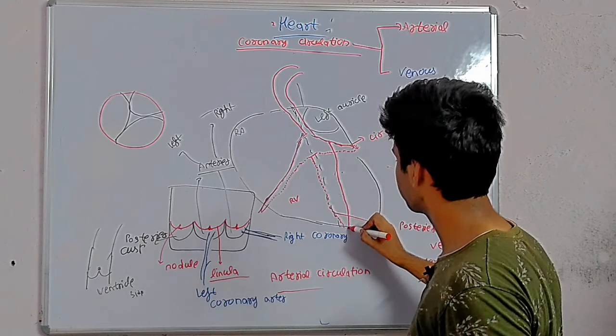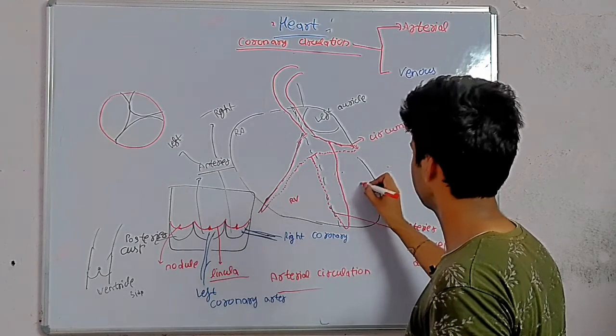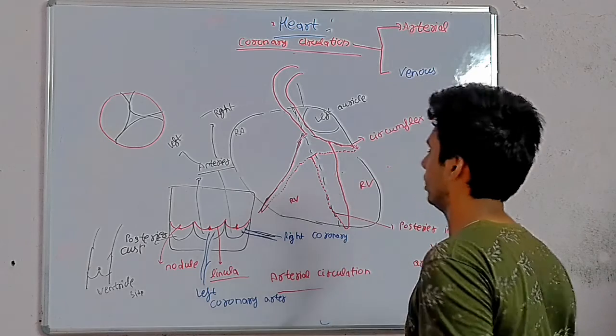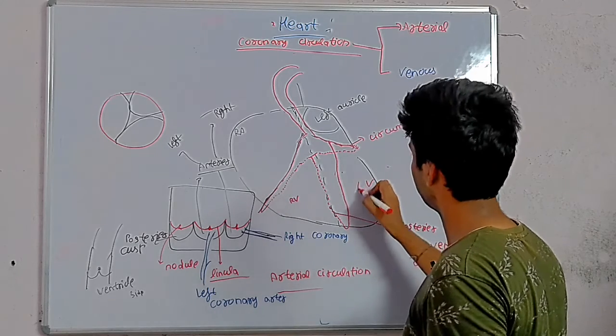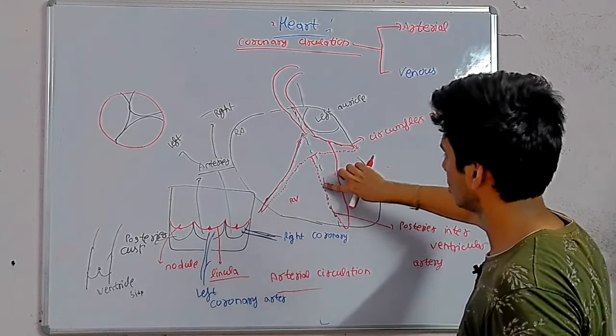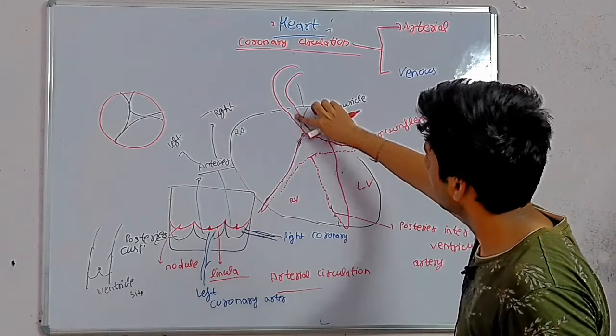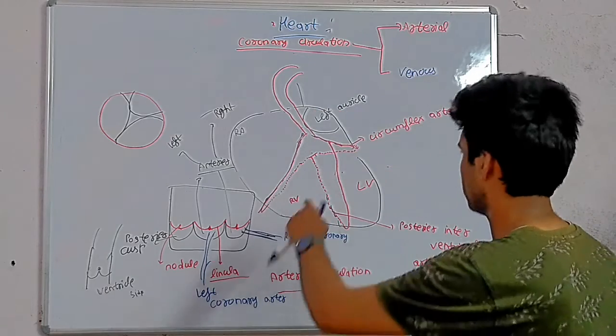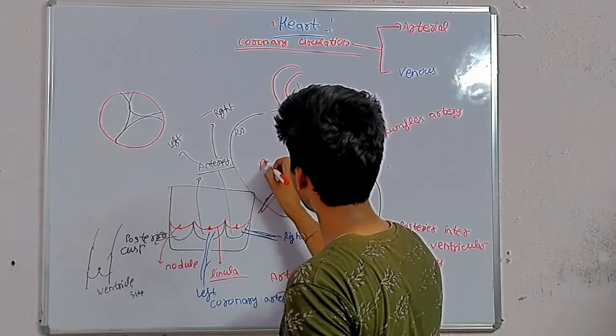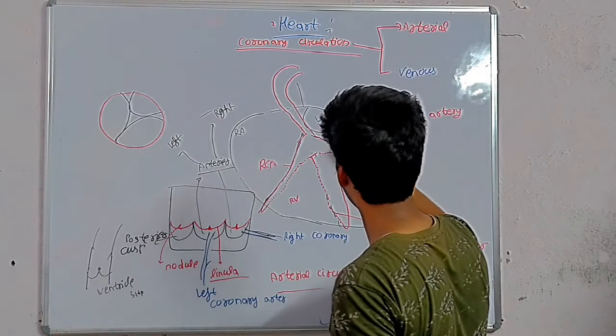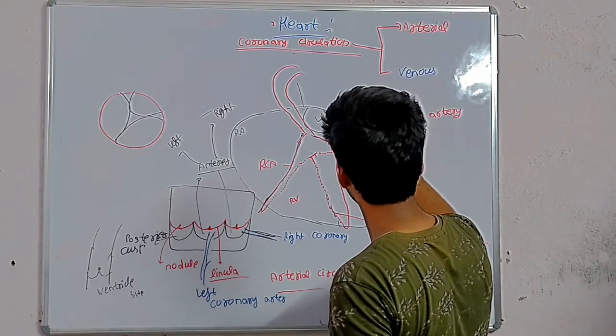And form anastomosis with this posterior interventricular artery. This is the left ventricle. Done. So this is the whole circulation of the artery. Here some small arteries also emerge. This is the right coronary artery, RCA. This is the left coronary artery, LCA.